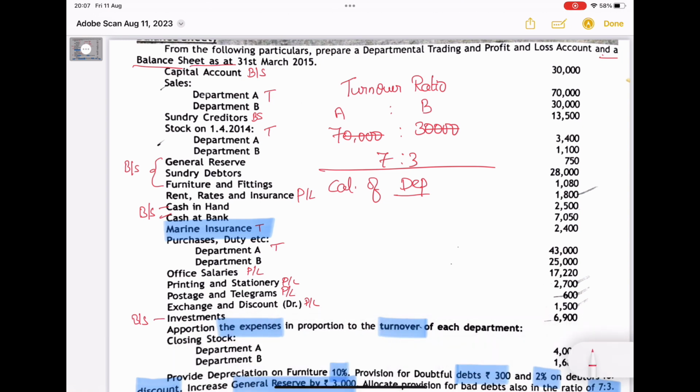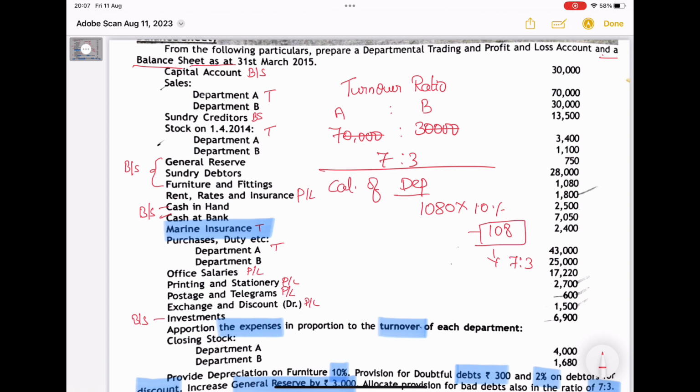See the question properly, guys. Okay, 1,080 into 10%. We are going to get 108 as the depreciation value. Okay, this value is going to be bifurcated in the ratio of 7:3. Okay, next, provision. 300 will be given in the ratio of 7:3, and 2% on debtors as a discount. So we are going to calculate discount also over here.